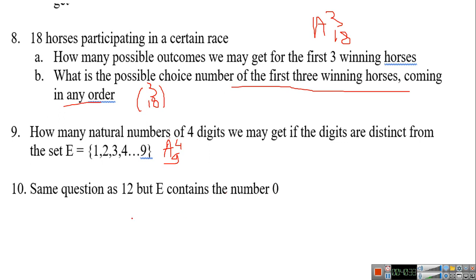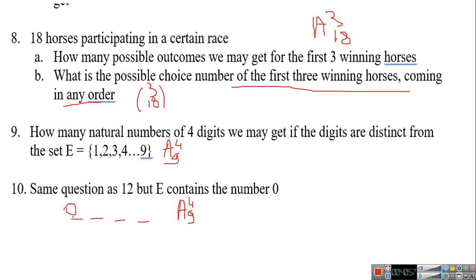Suppose it contains the number 0. You all know if it contains 0, we cannot start with 0, because if you start with 0, it will be a 3 digit number. So I will do the same thing I did: 4 out of 9, the total number. Okay, 4 choices, but here you must eliminate the numbers that start with 0.